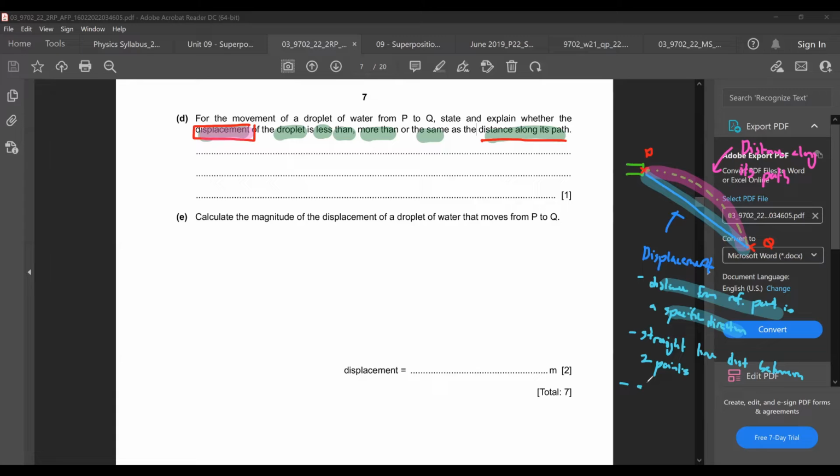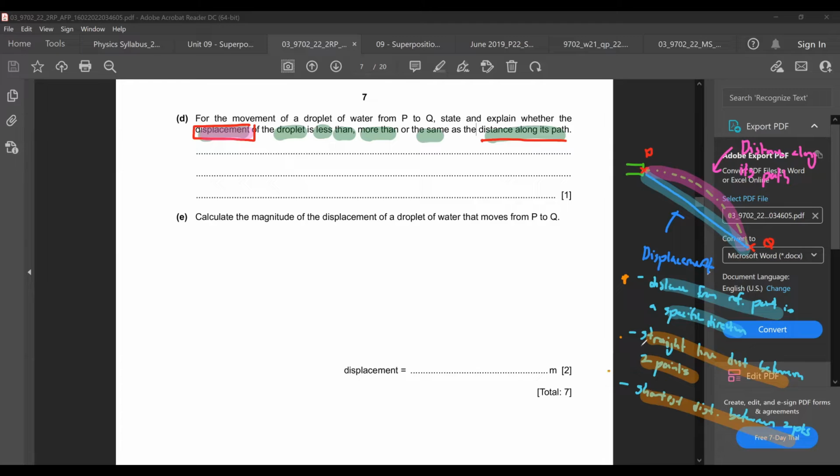Sometimes you also say it's the shortest distance between 2 points. These two aren't formally used in your exam marking scheme when it comes to the definition of displacement. The one that is formally used is the first one here: distance from a reference point in a specific direction.